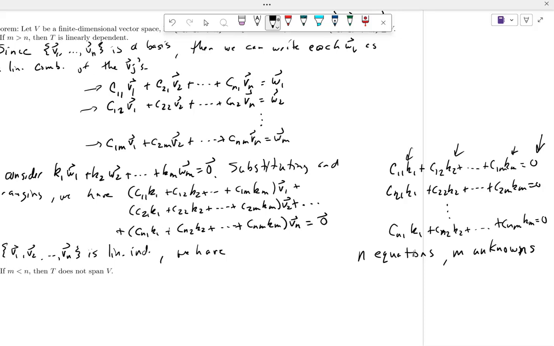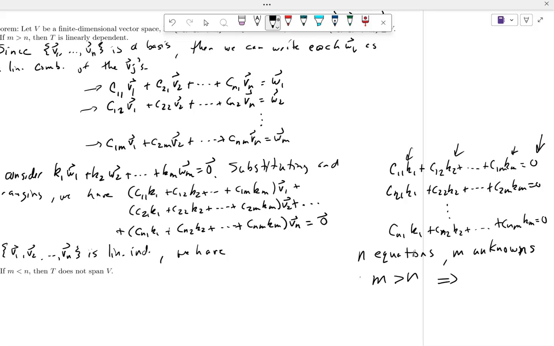When we have zeros all on the right-hand side, what kind of system do we have? Homogeneous, right? We also know that which is bigger, M or N? The M is bigger in this case, right? I have more unknowns than equations for a homogeneous system. What does that tell you?